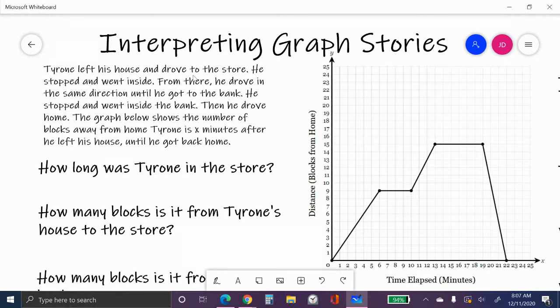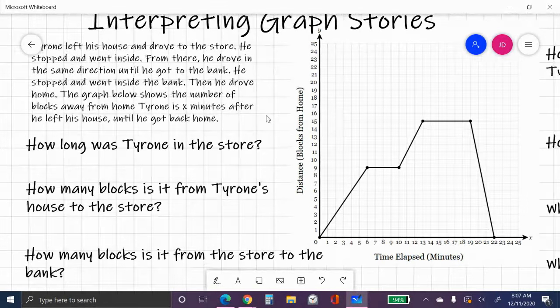Tyrone left his house and drove to the store. He stopped and went inside. From there, he drove in the same direction until he got to the bank. He stopped and went inside the bank. Then he drove home. The graph shows the number of blocks away from home Tyrone is after x minutes after he left his house until he got back home.